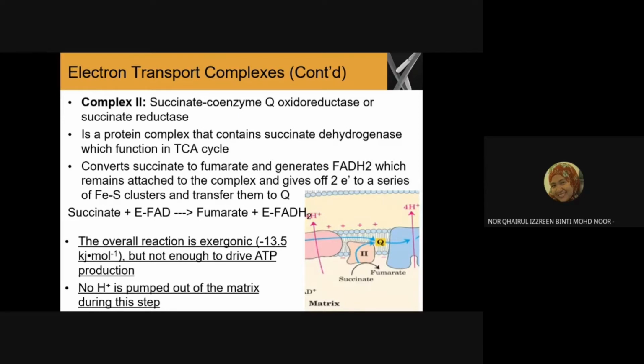Here, this complex 2 converts succinate to fumarate and generates FADH2. Remember step number 6 in the TCA cycle. Succinate to fumarate, forming FADH2. This FADH2 does not go anywhere in the TCA cycle. Remember, that is why I asked you to learn about the TCA cycle first.